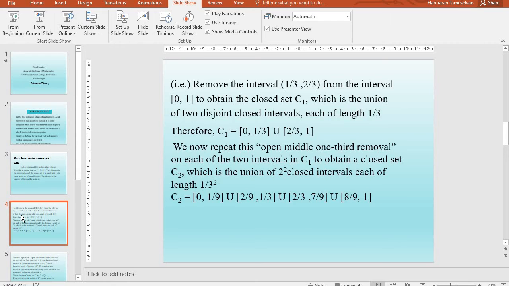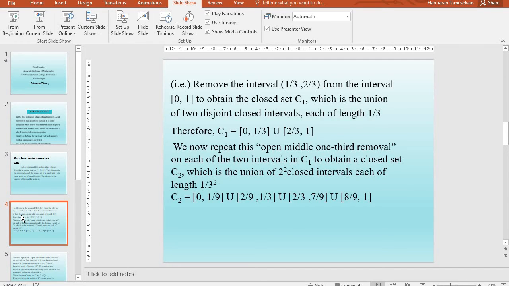Now, you remove the middle open interval (1/3, 2/3) from the closed interval [0, 1] to obtain the closed set C1, which is nothing but the union of the closed interval [0, 1/3] and the closed interval [2/3, 1]. Now, you repeat this open middle one-third removal on each of the two intervals in C1 to obtain a closed set C2. That is, you subdivide the closed interval [0, 1/3] as [0, 1/9], (1/9, 2/9), and [2/9, 1/3], and you remove the middle open interval (1/9, 2/9).